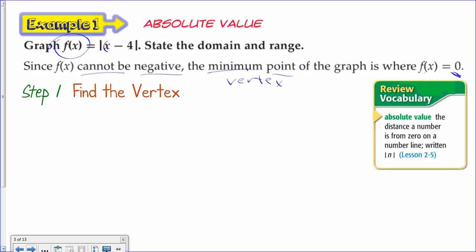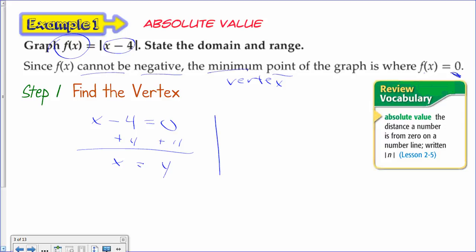What I'm going to do is I'm going to take this middle right here. I'm going to pull it out of the absolute value. And I'm going to set it equal to what? 0. Now, I just have to solve for x by what? Right. Add 4, x equals 4.